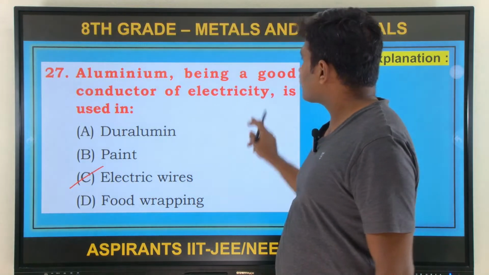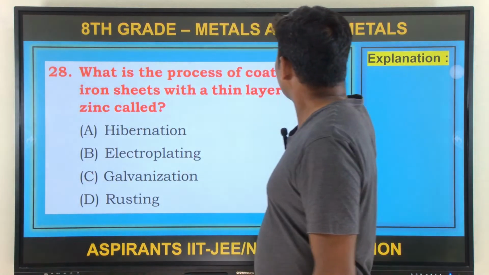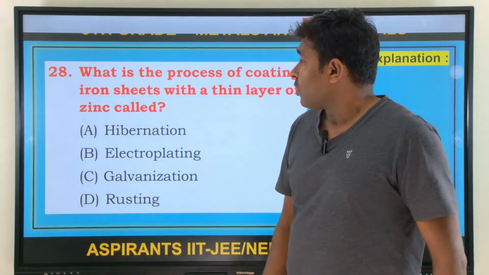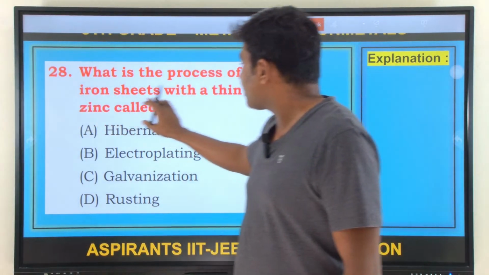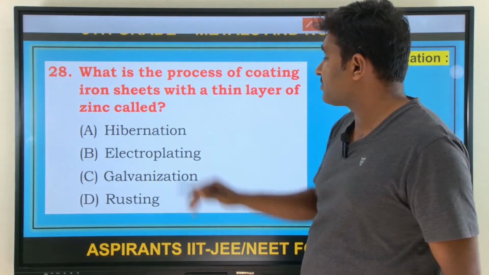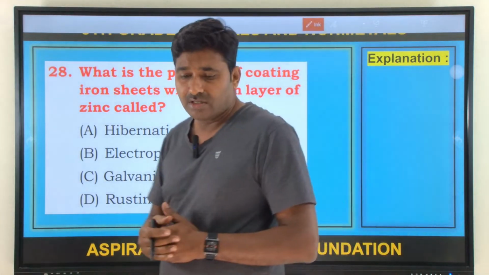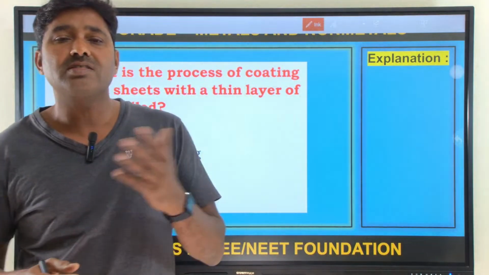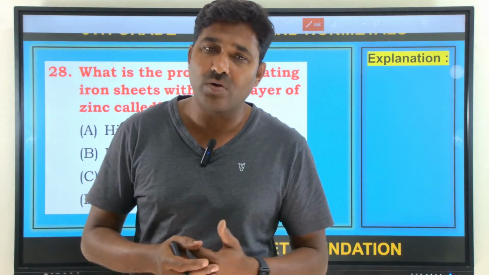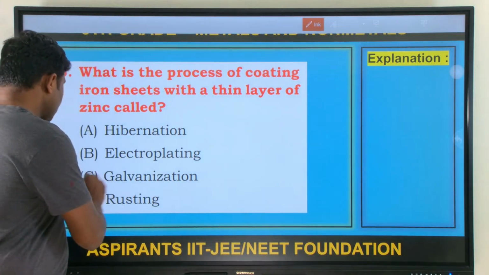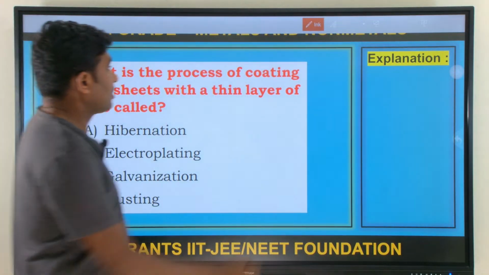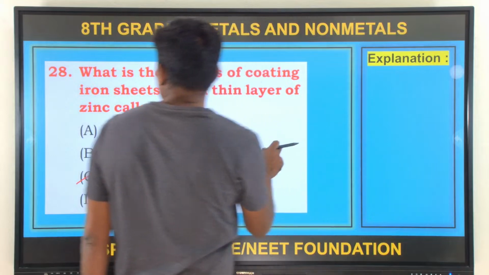Now next question, 28th question. What is the process of coating iron sheets with a thin layer of zinc called? We know that the coating of zinc over the surface of iron is called what? Galvanization. So option C is correct, galvanization. Now we come to the next question.